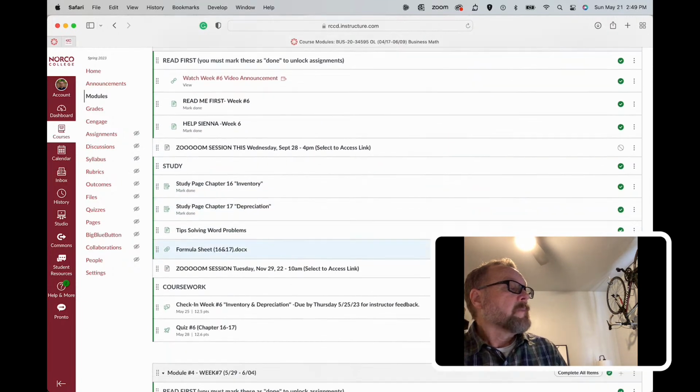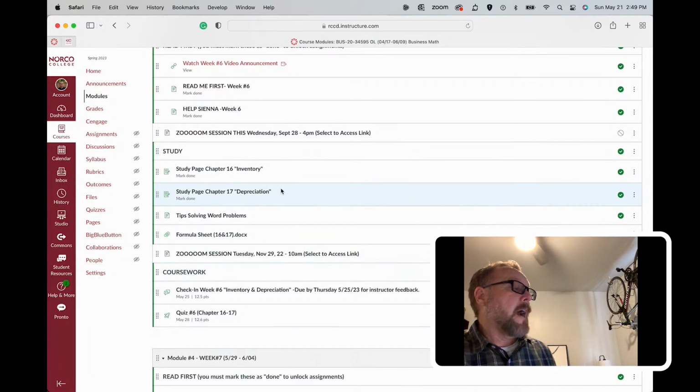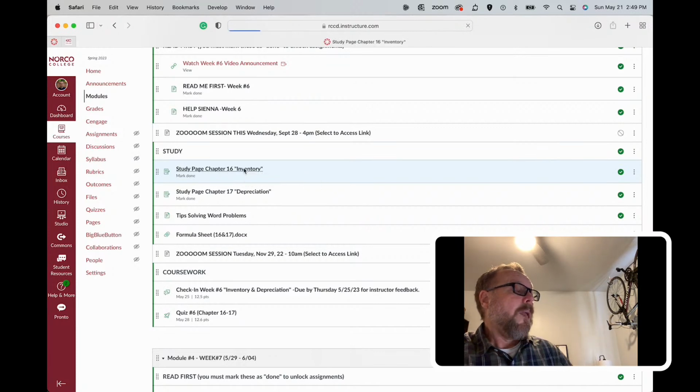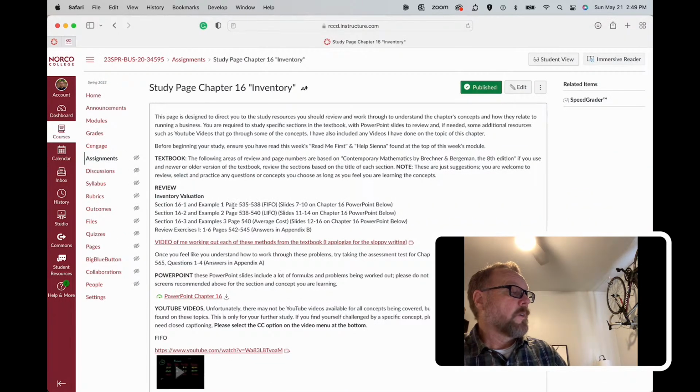And then, of course, there are the 2 study pages, one for each chapter. So there's a study page for chapter 16 and a study page for chapter 17. In those study pages, as always, I do have a video of me working out the problem. So on chapter 16, I'm only asking you to study 16.1 through 16.3, and that's it. And there's a video of me working through all of those problems. So there's not a whole lot to work on in 16. I'm only asking you to learn 3 different types of inventory: FIFO, LIFO, and average cost.